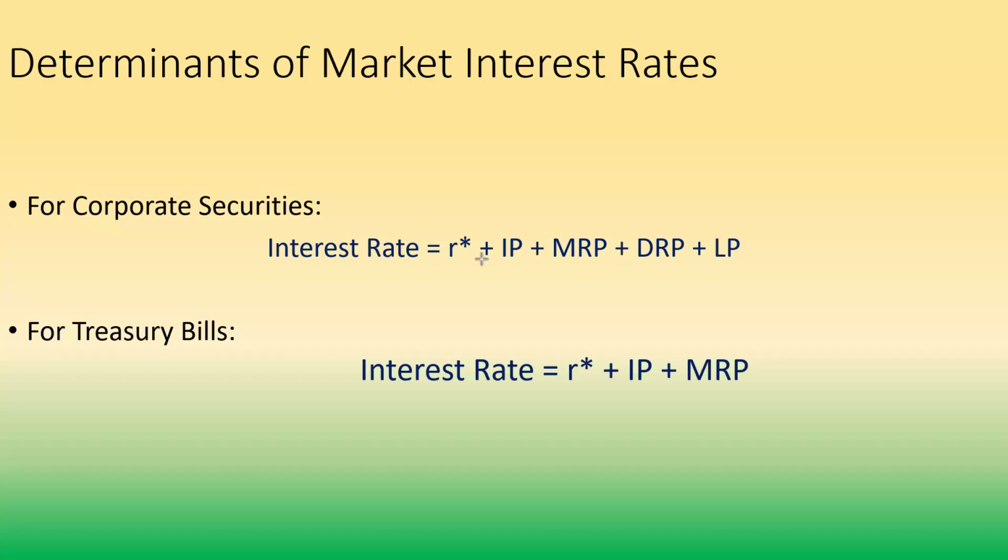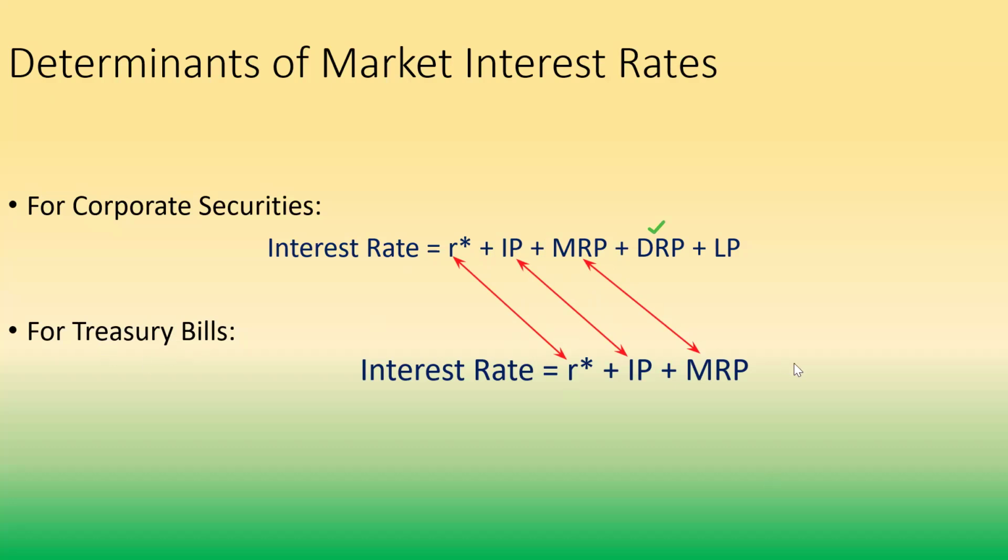First is the risk-free rate of return. These are the same in both of the bonds. Inflation premium is also the same. Maturity risk premium is also the same. Whereas default risk premium is there in corporate bonds, because we have just discussed the risk of default is almost zero in case of treasury bonds.